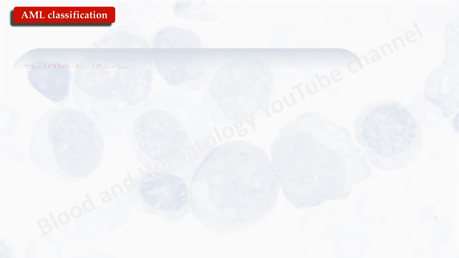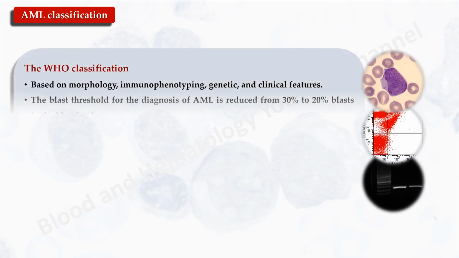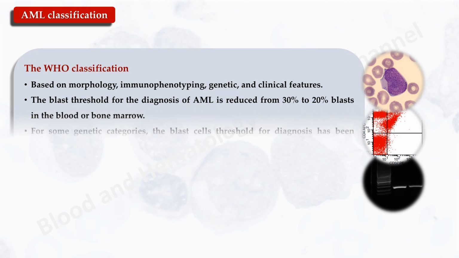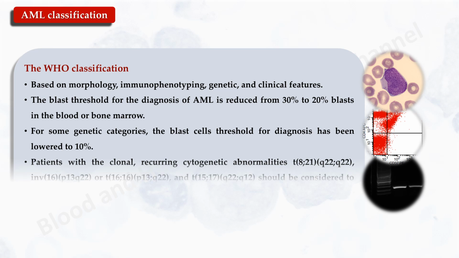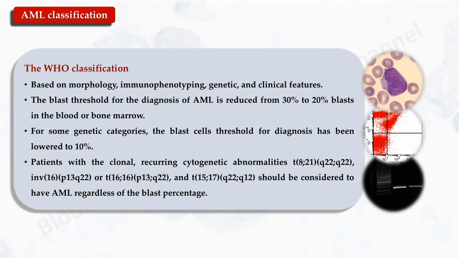The World Health Organization classification is based on morphology, immunophenotyping, genetic, and clinical features. In the WHO classification, the blast threshold for the diagnosis of AML is reduced from 30% to 20% blasts in the blood or bone marrow, and also for some genetic categories, the blast cells threshold for diagnosis has been lowered to 10%. In addition, patients with some clonal and recurring cytogenetic abnormalities should be considered to have AML, regardless of the blast percentage.